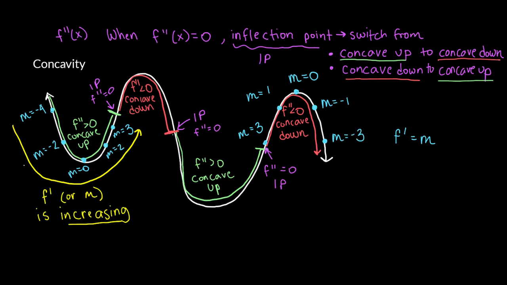So if we look at what's happening to those numbers, we're starting off with large positive numbers, like 3, and then decreasing to 1, decreasing to 0, decreasing to -1, decreasing to -3. So for this whole section, f prime, or m, is decreasing.